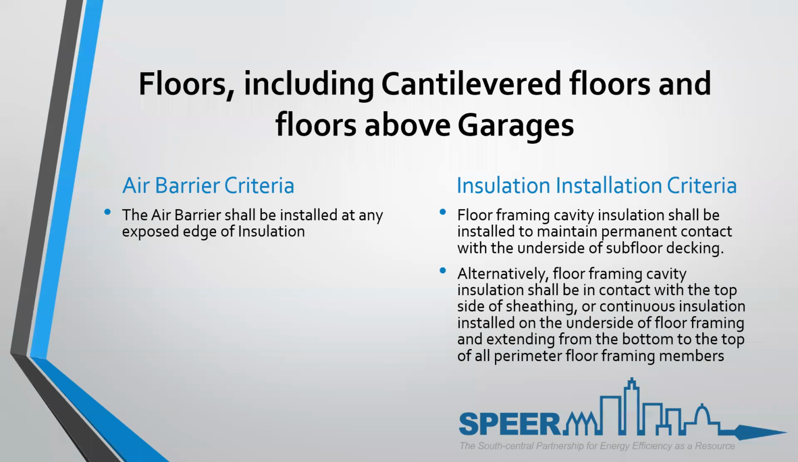So floors, including cantilevers and floors over garages, which we talked a little bit about already. But you've got an air barrier criteria: it shall be installed at any exposed edge of insulation. That's why you create the band joist over the garage wall. And then for the insulation, floor framing cavity insulation shall be installed to maintain permanent contact with the underside of the subfloor decking. Or it also says if you fully fill it, then you don't have to do that.